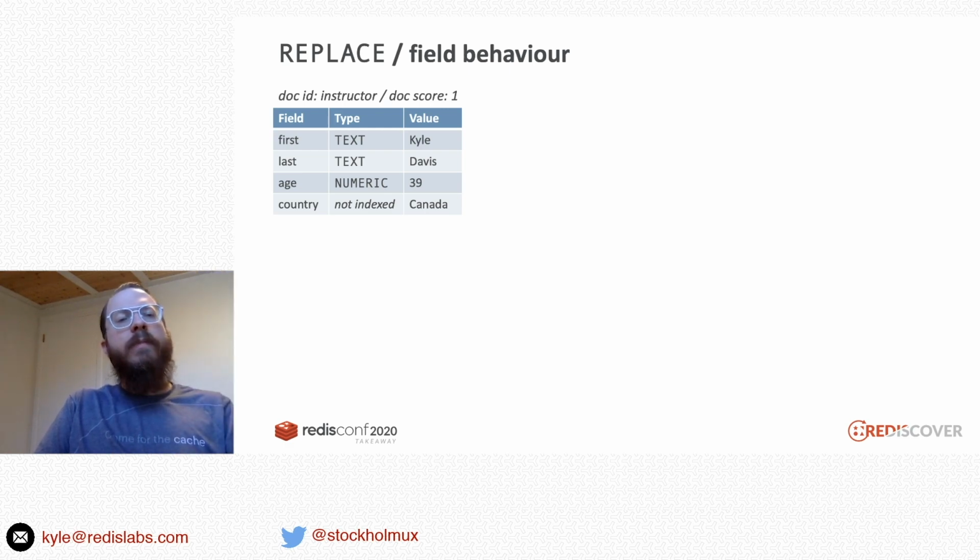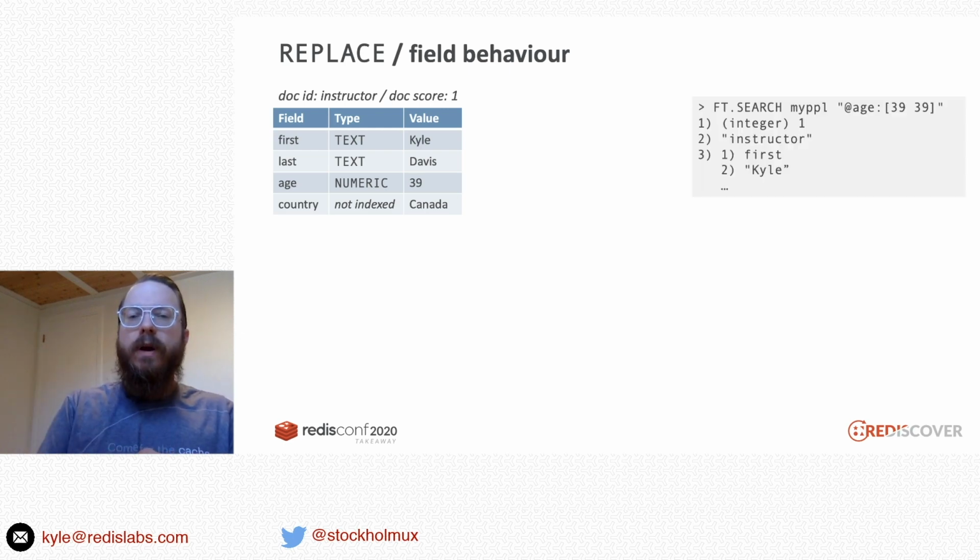So we have all the same things. We have first name, our first, last, age, country, and the country is non-indexed. We have our doc ID of instructor and our doc score of 1. So we do an FT.SEARCH for age 39 to 39, and we see that this is reflecting in the search index. So it would return all the fields. I've just truncated it for the individual screen that we have here to display all the behavior.